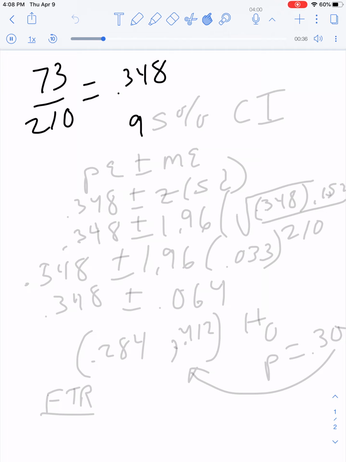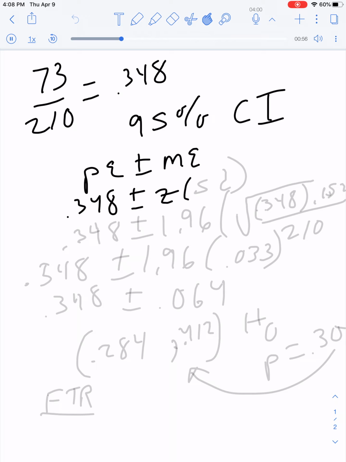I'm going to construct a 95% confidence interval. We did this in chapter 8, people. I take the point estimate, if you remember. It's the point estimate plus or minus the margin of error. Our point estimate is 0.348. Then to get the margin of error, it's going to be z times the standard deviation.